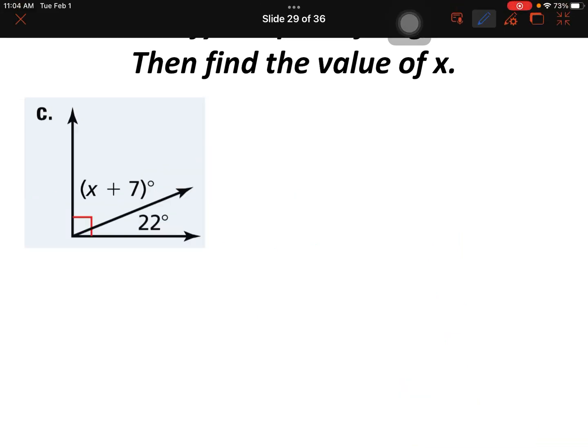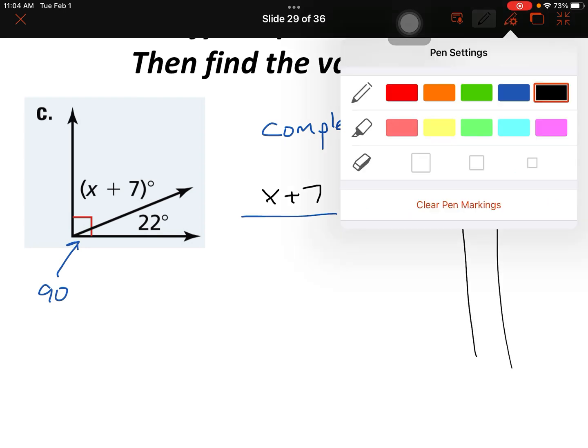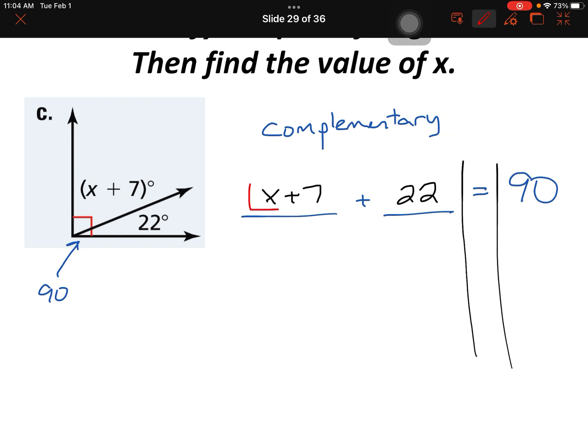Next question, we have a 90-degree angle. And since we have a 90-degree angle, I know that these are complementary angles. And the setup for complementary angles is angle 1 plus angle 2 equals 90. So in this case, my angle 1 is x plus 7, and angle 2 is going to be 22 degrees. Now, we don't have more than one x, but I do have two constants here, so I can put those two together and make things, in my mind, at least a little bit easier.